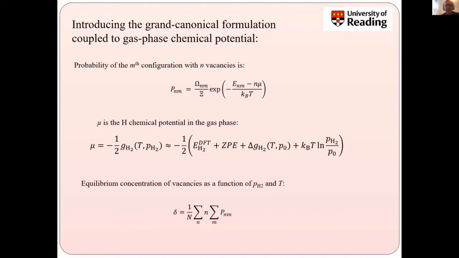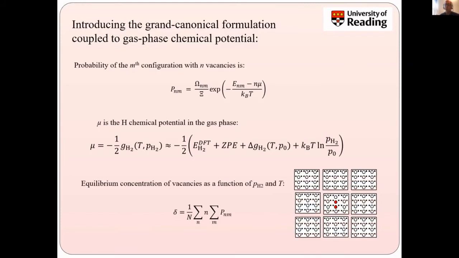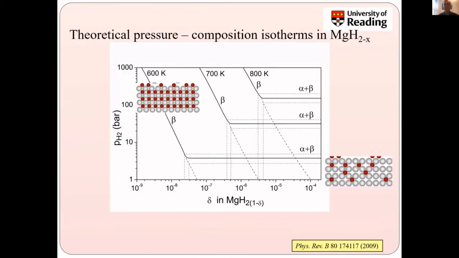And if you do that, you can build the absorption isotherms. Now, this is equivalent to saying that instead of considering a very large cell with very few vacancies in the system, because the concentrations of vacancies are very small, we are considering a grand canonical ensemble where some of the cells don't have any vacancies at all, some of them have one, some of them have two. In that way, we can treat any concentration that we want. That is the advantage of the grand canonical formulation. With that, you can build the pressure composition isotherms.